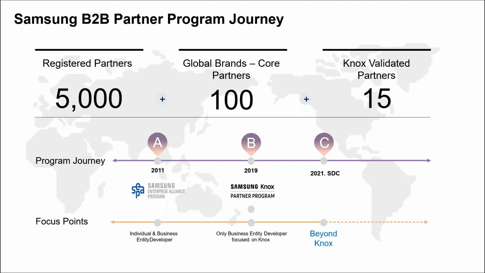And another announcement at SDC 2021 went a little beyond the former announcement. So we were moving out of the Knox API focus only and giving you, our partners, the most valued technologies available through our program, reaching beyond Knox as well. Currently, we can say that we have over 5,000 partners registered, among which we can find at least 100 global brands, but only 15 of those are Knox validated partners.